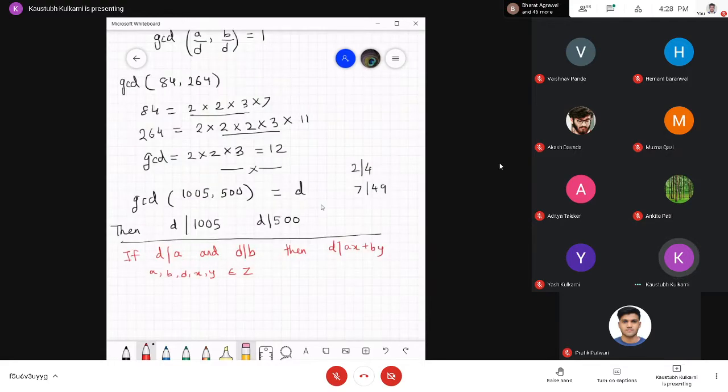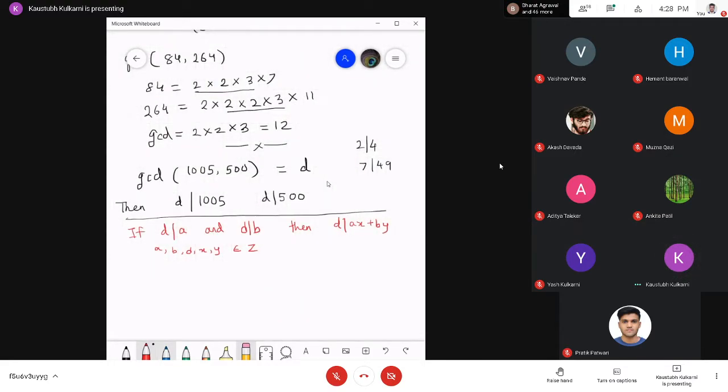As a smaller example, 3 divides 9 and 3 divides 21. So I can take any combination of 9 and 21 and 3 will divide it as well. Therefore, 3 divides any combination, for example 7 times 9 plus 11 times 21. So this is the result.